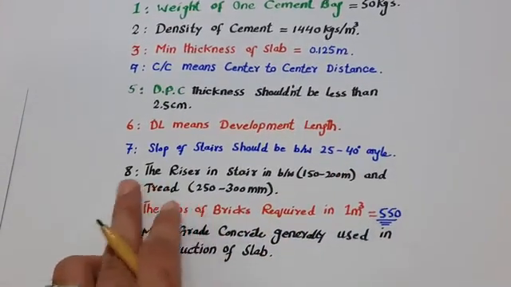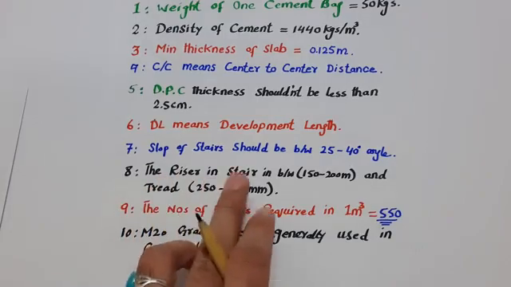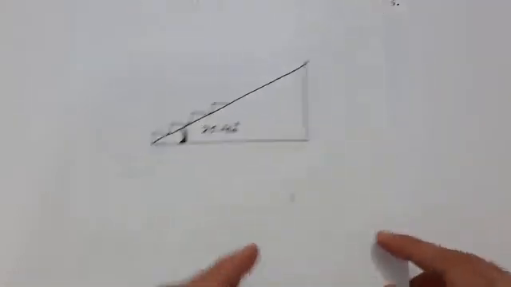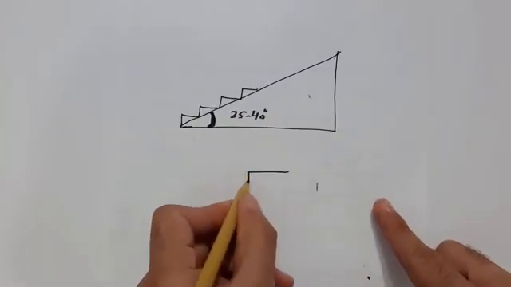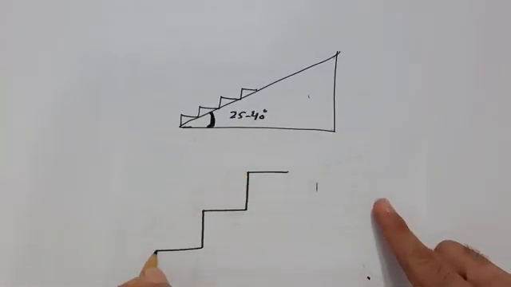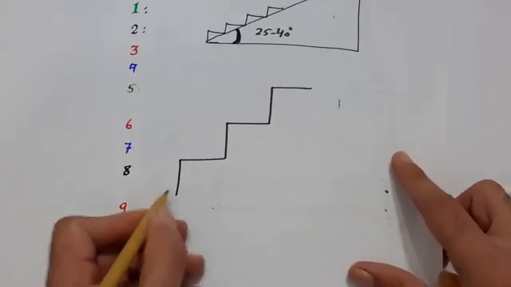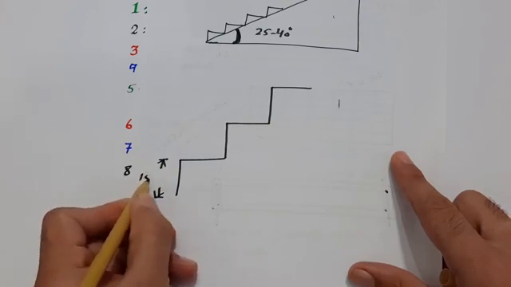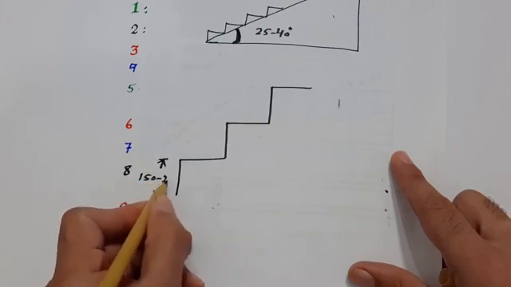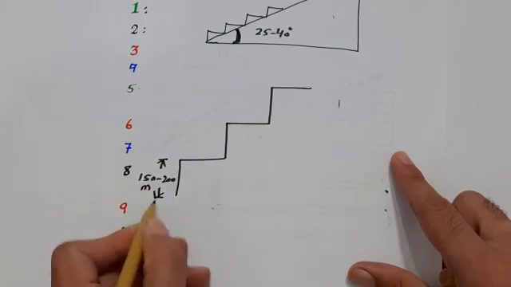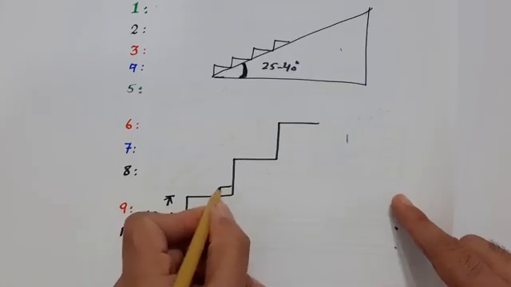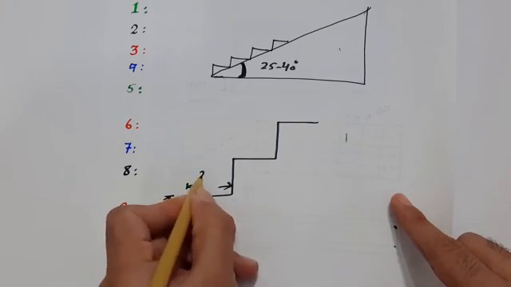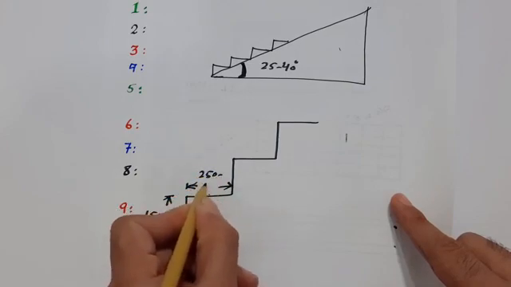Next one, guys, you can see here 8, the riser and tread of stairs. Riser means, as you can see, in the steps, this is called riser, so it should be between 150 to 200 millimeters, this height. Okay, and the next one, this is called tread. So the tread should be 250 to 300 mm.